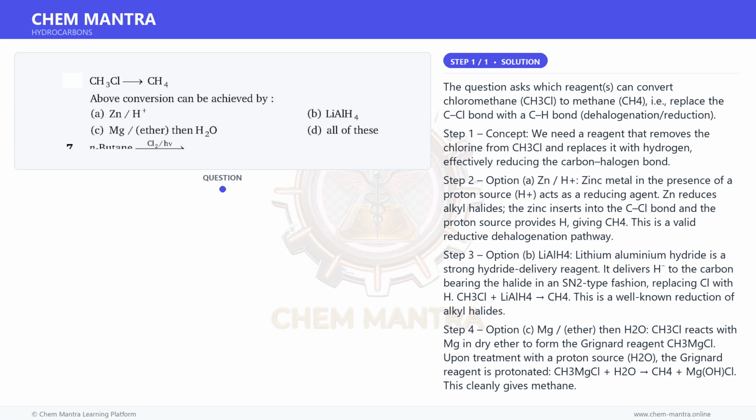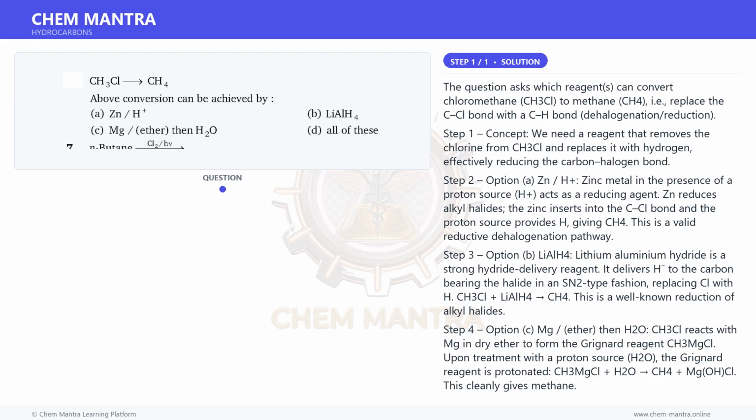Step 3, option B. LiAlH4, lithium aluminium hydride, is a strong hydride delivery reagent. It delivers H to the carbon bearing the halide in an SN2 type fashion, replacing Cl with H: CH3Cl plus LiAlH4 gives CH4. This is a well-known reduction of alkyl halides.